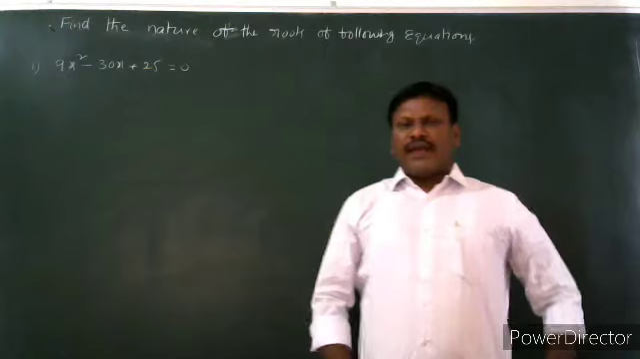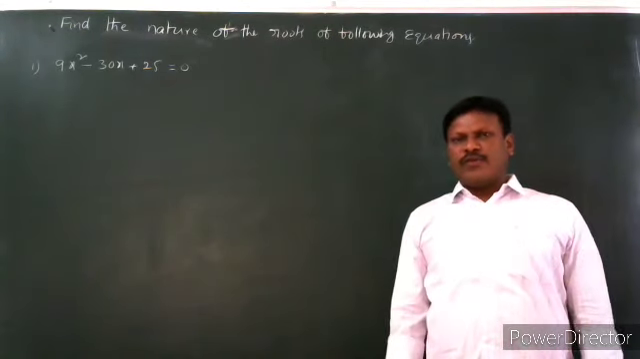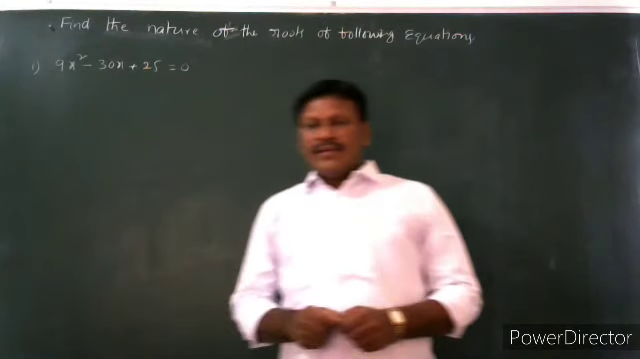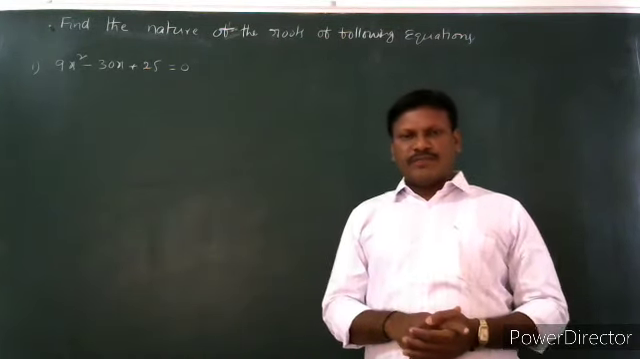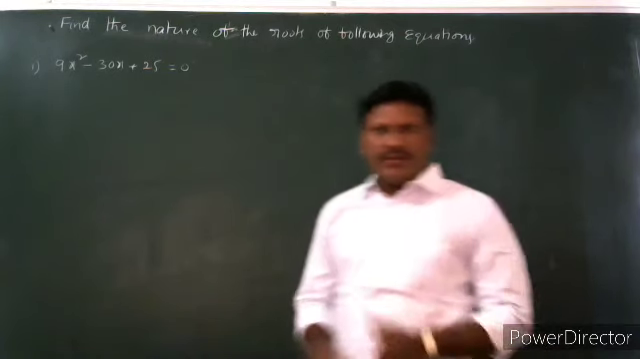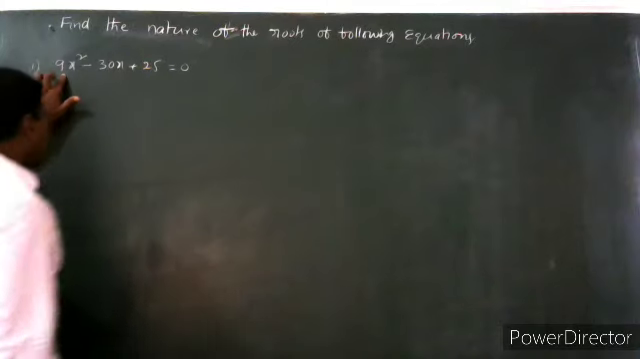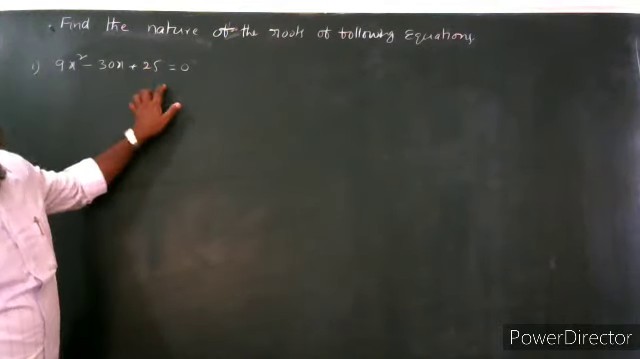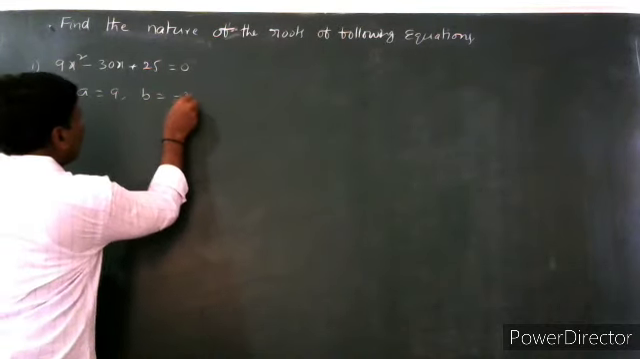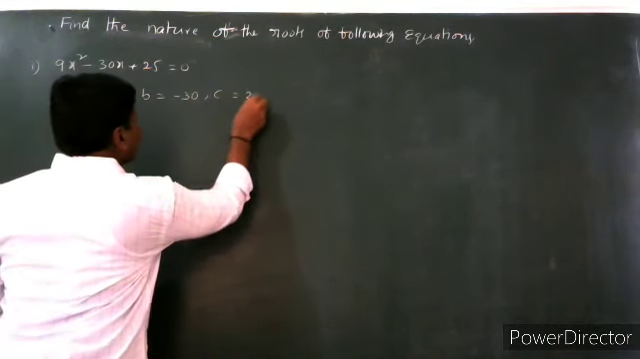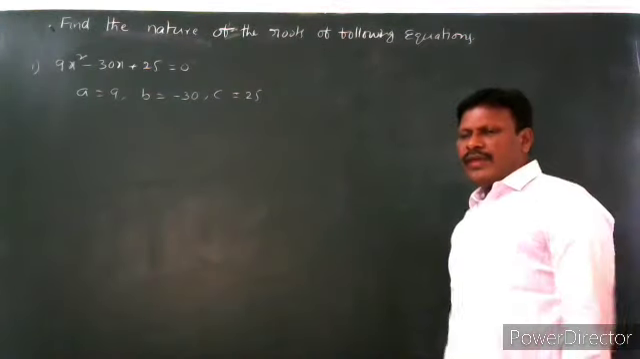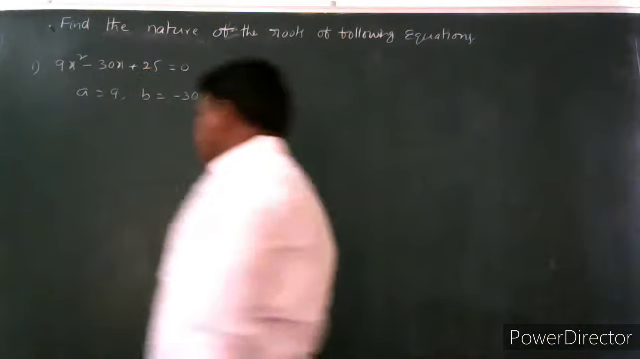Now we want to find the nature of the roots of the above equation. So first we find the discriminant of the equation. What is the meaning of discriminant? b square minus 4ac, for the equation ax square plus bx plus c is equal to 0. Now a is equal to 9, b is equal to minus 30, c is equal to 25.